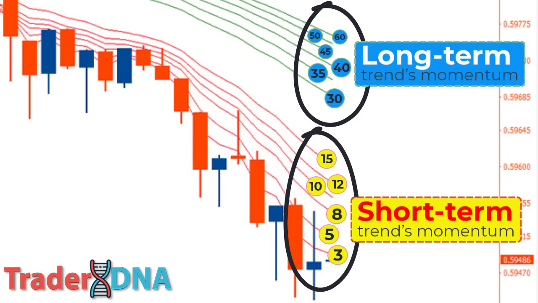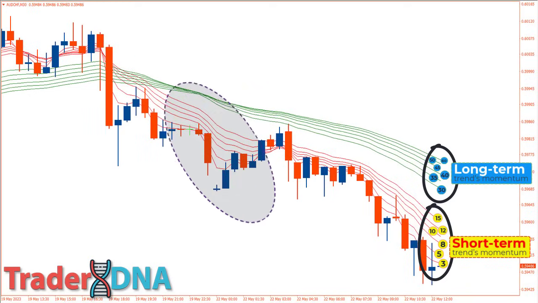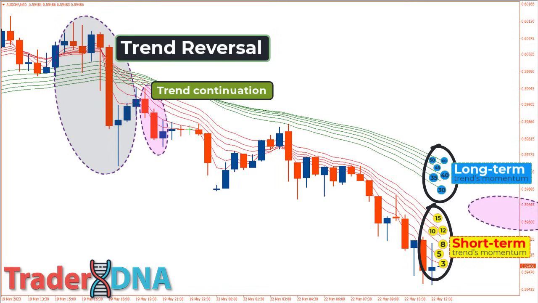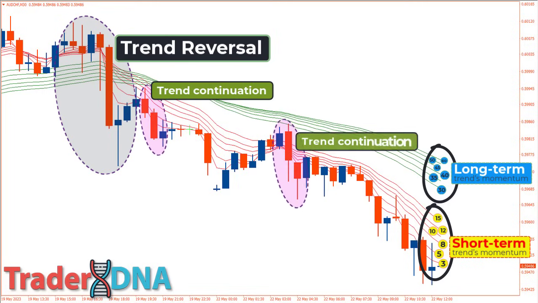Now, let's show both groups of EMAs on the chart. You can see in this chart, trend reversals and continuations can be identified with these two groups of EMAs. This should be simple enough.